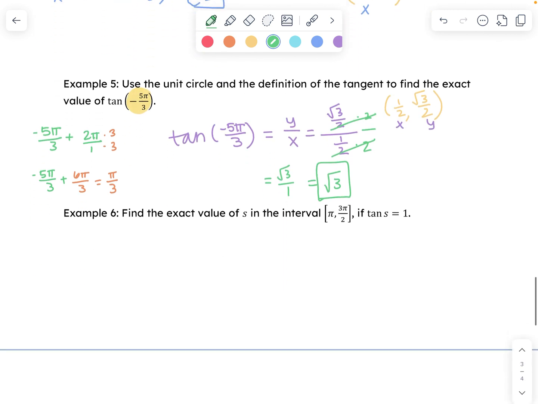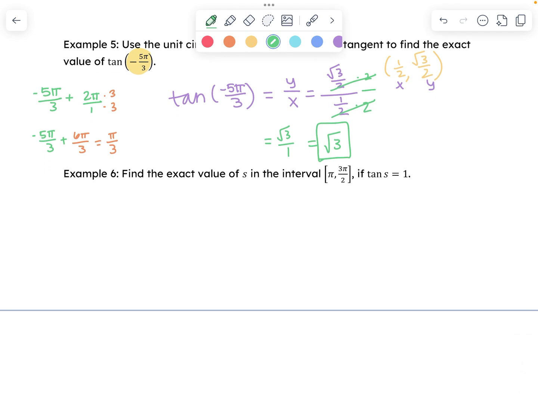And then our last one is actually going the other way around. Now I have a value and I need to figure out what angle goes with it. So it says find the exact value of s in the interval pi to 3 pi over 2 if tangent of s is equal to 1. So I need to figure out what my angle is, what my theta is. Luckily for us though, it does give us an interval that's going to tell us a very narrow part of the circle to look at. If I'm looking from pi to 3 pi over 2, pi is over here, 3 pi over 2 is down here on my unit circle. So that means I'm only looking at this part of my circle in quadrant 3.